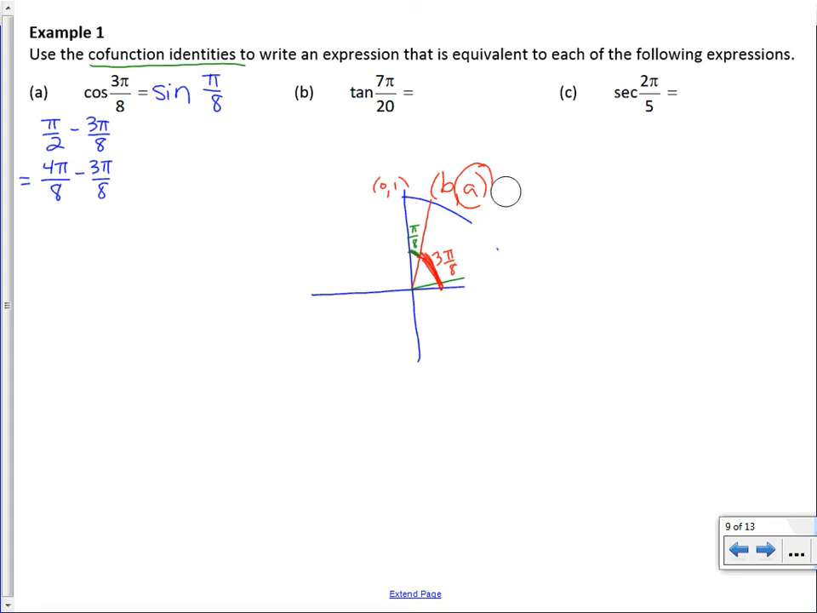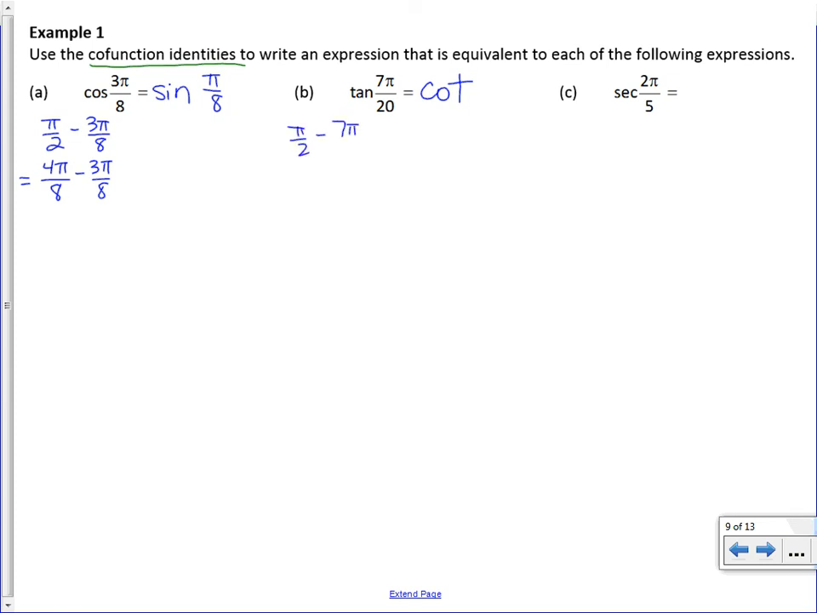All right, let's try the next one. You don't have to draw this every time, but I just want to show you visually what's happened. So hopefully you get in the zone of this: write the cofunction, write the complementary angle next. So the cofunction of tangent. Correct. Now I need the complementary angle of 7 pi over 20. Pi over 2 minus 7 pi over 20.